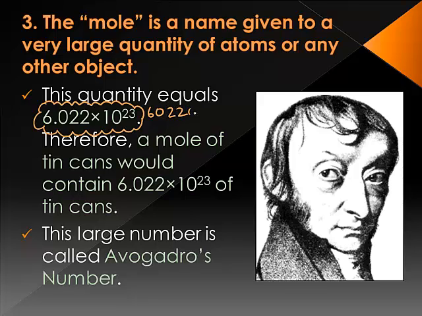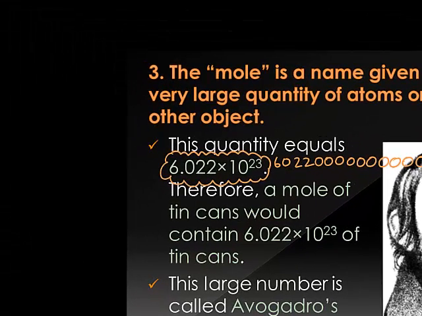6022 and 20 zeros. That is a mole. So like I said, it's a big dozen. So you could have a mole of tin cans or Skittles or paper clips or thumbtacks, anything. It's just a collection of objects. And we give this number a special name called Avogadro's number.